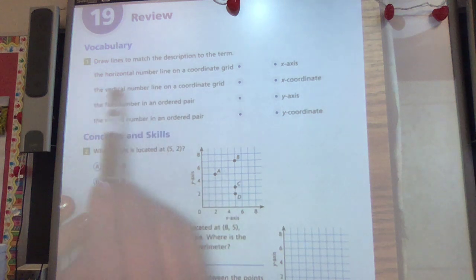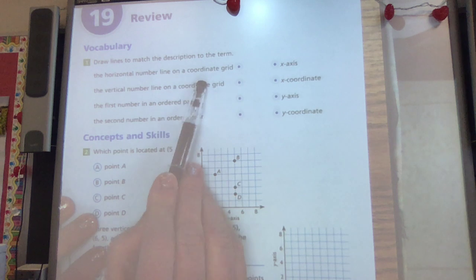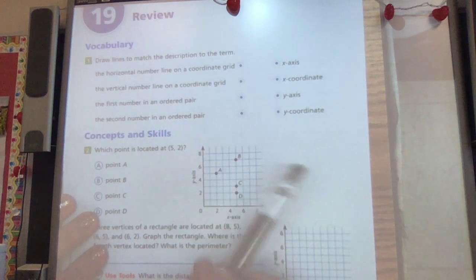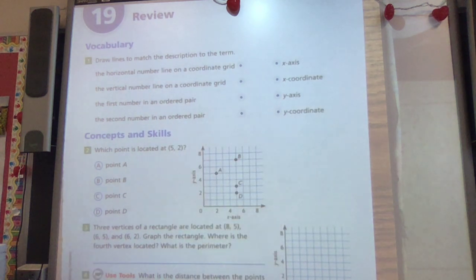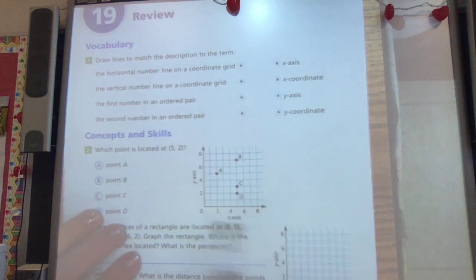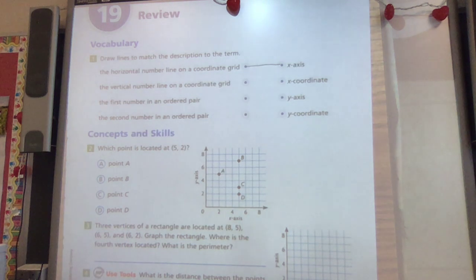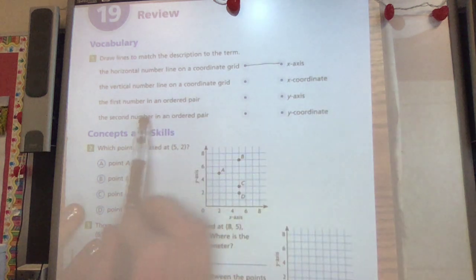So the first one says the horizontal numbered line on a coordinate grid. The horizontal number line on the coordinate grid. So horizontal, like the horizon of the sun, okay? That is going to be the x-axis. So we get to go straight across for that one. All right, and then let's look at the last one.